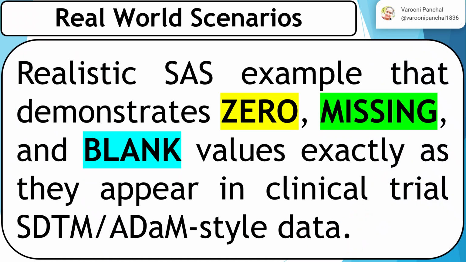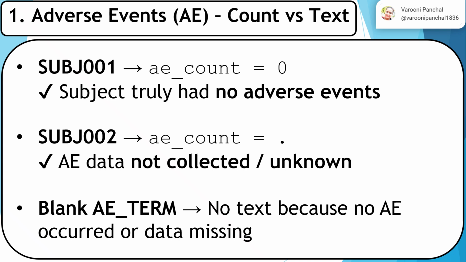Real-world scenarios: SAS examples that demonstrate 0, missing, and blank values exactly as they appear in clinical trial SDTM and ADaM data. Adverse events, AE count versus text. Say subject 1 has AE count equal to 0. It represents the subject truly had no adverse events. Now the second subject, the AE count is missing. That means AE data was not collected and it is unknown. Blank AE term means no text because no AE occurred or data missing.